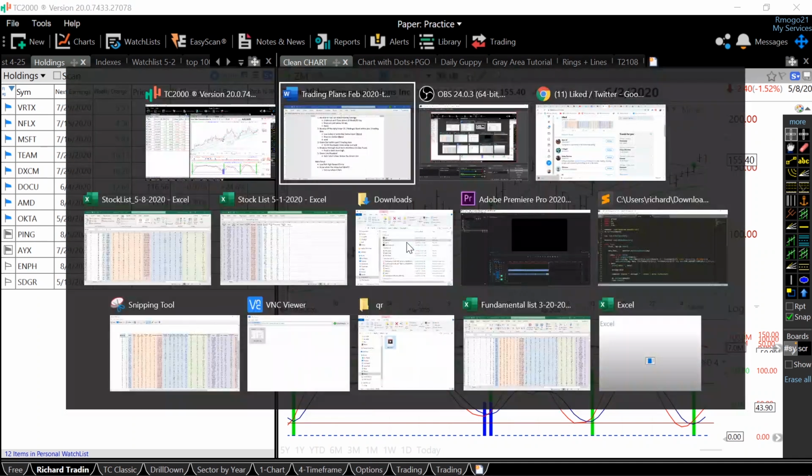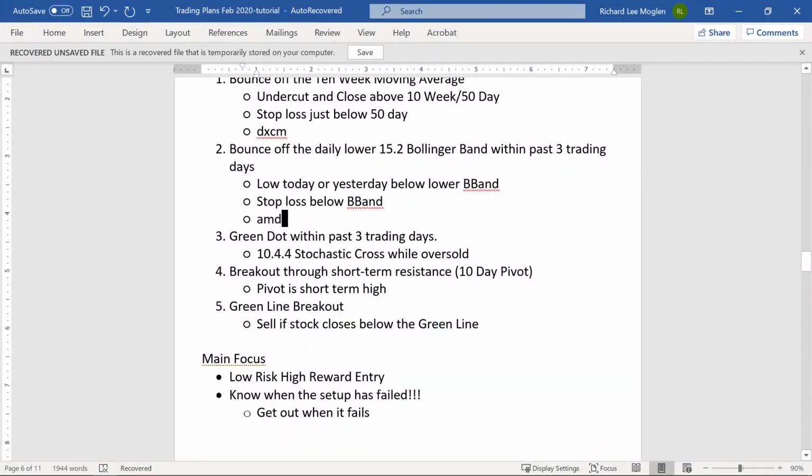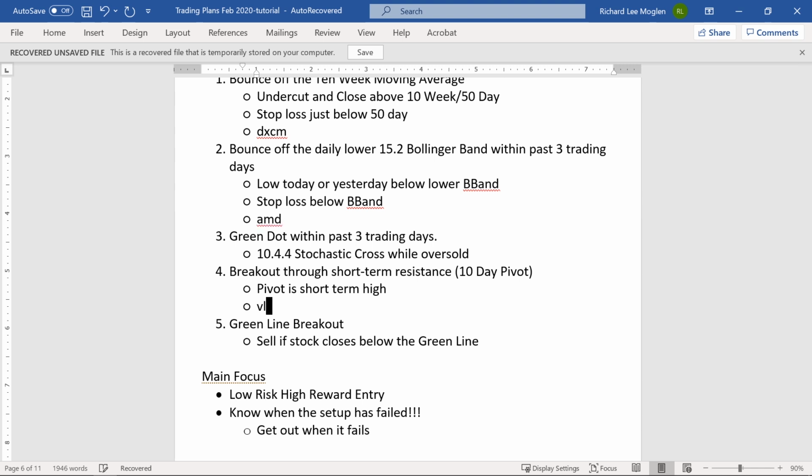So that's the green dot entry, and the next one I want to talk about is a pivot through short-term resistance. And I think this is kind of the classic more IBD entry where you're breaking through a prior high that hasn't been broken through before. And once again, volume is extremely important on this. You want to make sure that institutions are helping that stock break through that resistance.